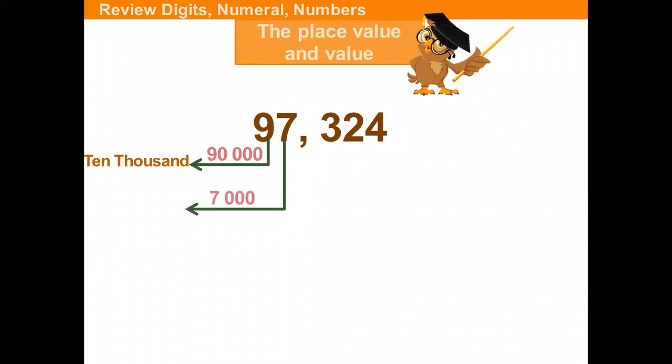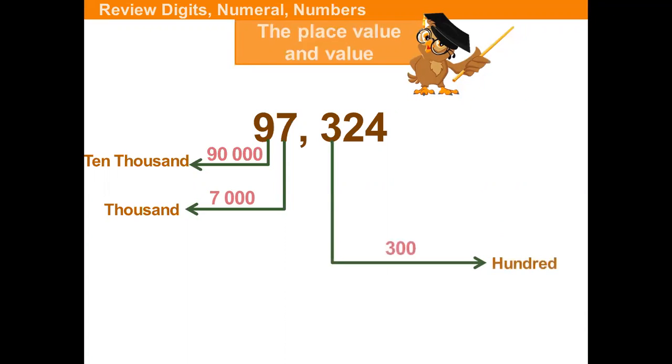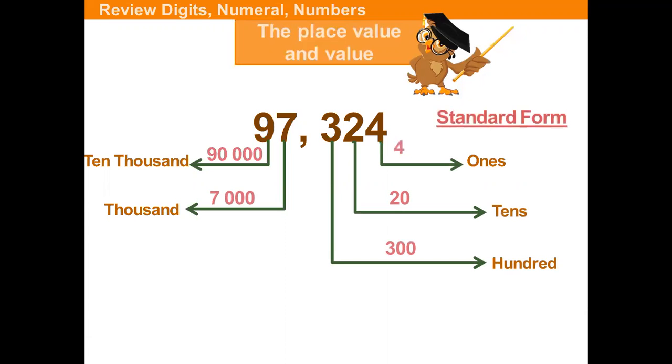7 is 7,000 and it's 1,000. So 3 is 300 with 100. And 2 is 20 with the tens, and the last one we have 4 is ones. This we call the standard form. When I say write the number in standard form, you have to write it as numbers or digits.